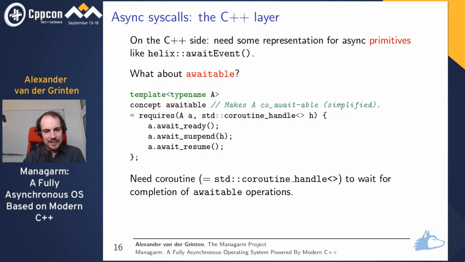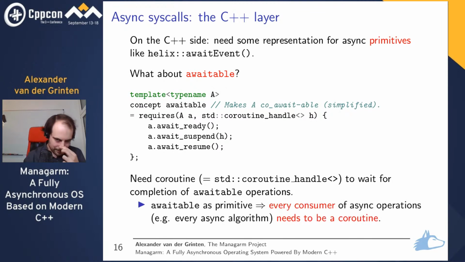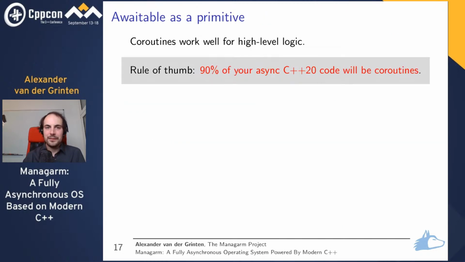And yeah, let's see if that is an issue or not. But in any case, it means that every consumer of async operations needs to be a coroutine. And yeah, we'll see why this is an issue. First of all, I'm not going to bash coroutines here. Coroutines are great. You want to write almost all of your async code in coroutines. My rule of thumb is that 90% of your async code should be coroutines. Otherwise, you're likely doing something strange.